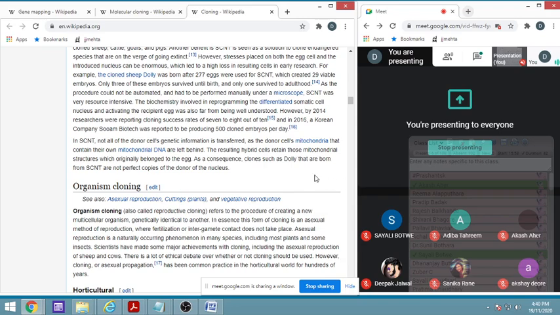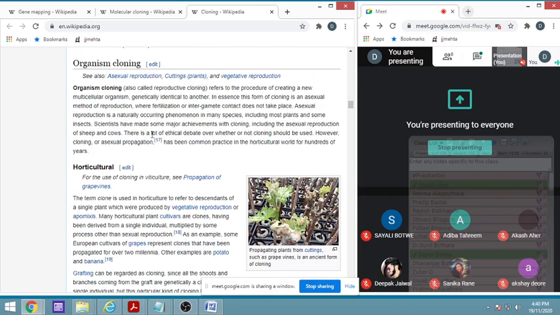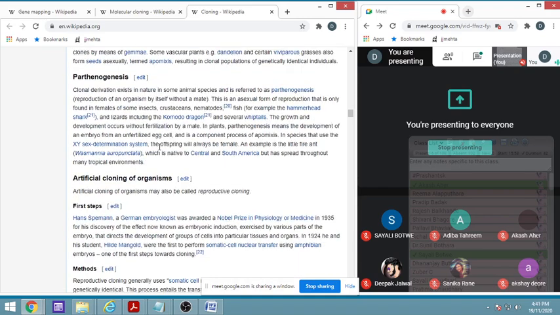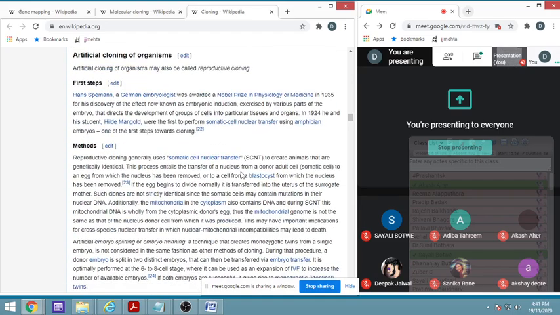This is organismal cloning, that is asexual reproduction, or cuttings from plants, or vegetative reproduction, which is particularly done in the horticulture field. Then various organisms can be artificially cloned. The first step was by the German embryologist awarded the Nobel Prize in Physiology for the discovery of embryonic induction. Reproductive cloning uses somatic cell nuclear transfer to create animals that are genetically identical.